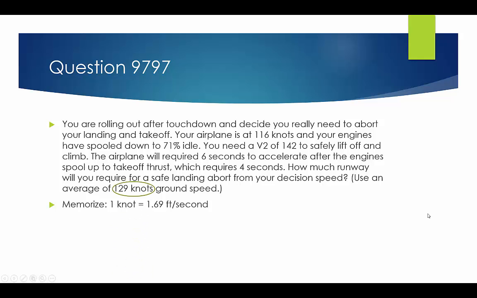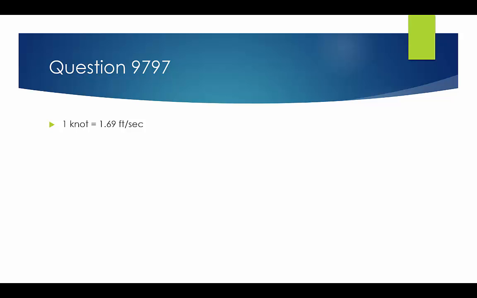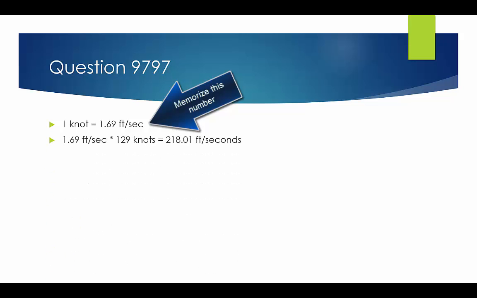If we look at that average of 129 knots of ground speed, we also have some other important information on how long the airplane is accelerating. So we have 6 seconds to accelerate, and the engine spooling up to takeoff thrust, it says it's going to take 4 seconds. So here are really the 3 numbers we need, and that 1 knot is 1.69 feet per second conversion. So 1 knot is 1.69 feet per second. That's something you're going to have to memorize.